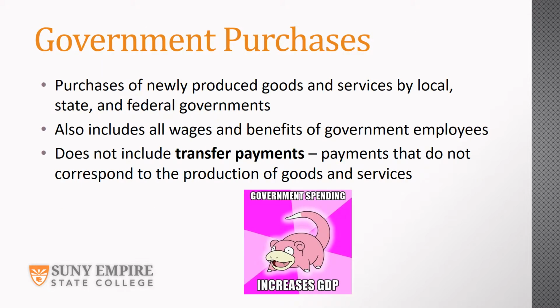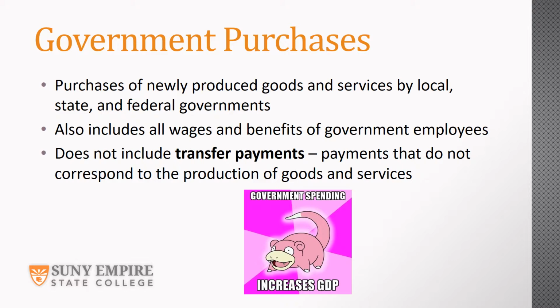Government purchases are, oddly enough, purchases of new goods or services made by the government. These can be at the local, state, or federal level of government. This component of the gross domestic product also includes all wages and the costs of benefits for all government employees. However, the government component of GDP does not include transfer payments, or payments that do not correspond to the transfer of goods or services.